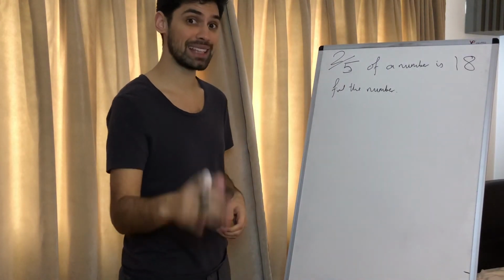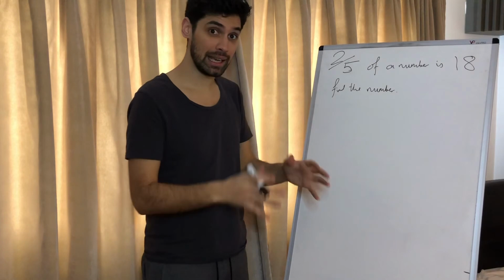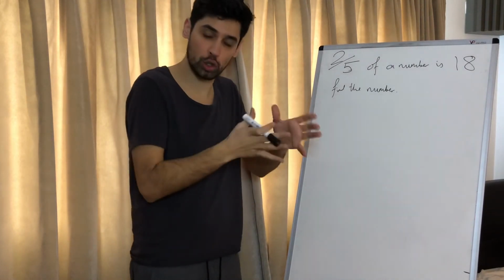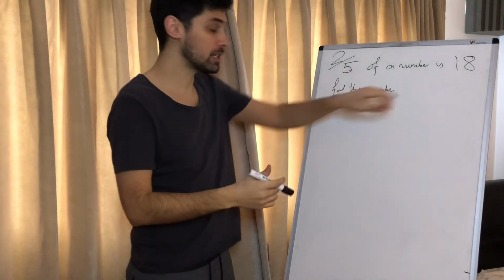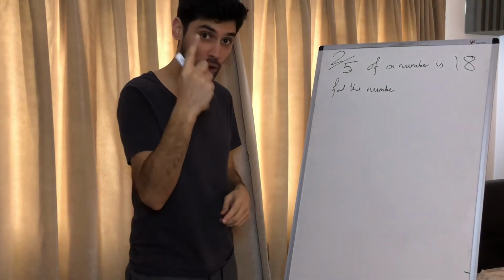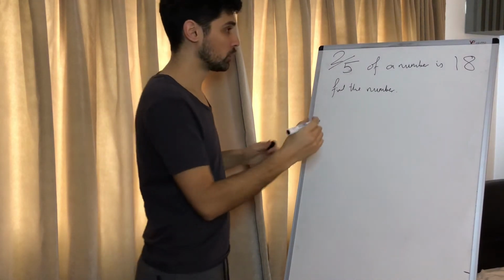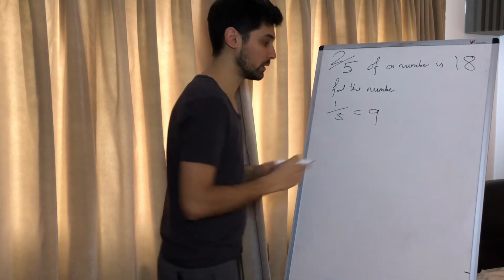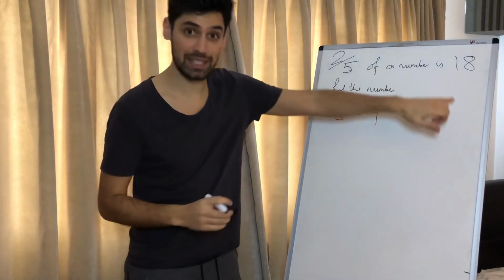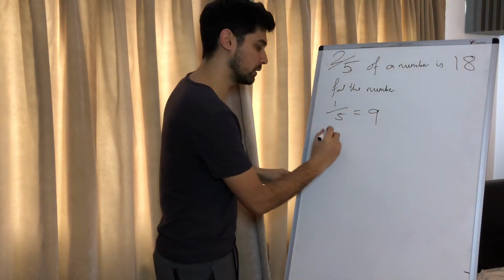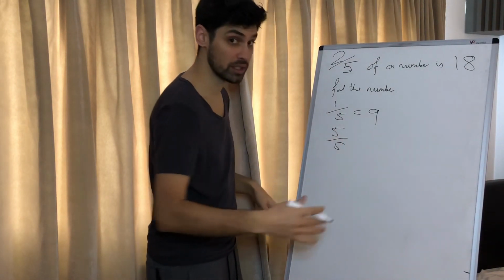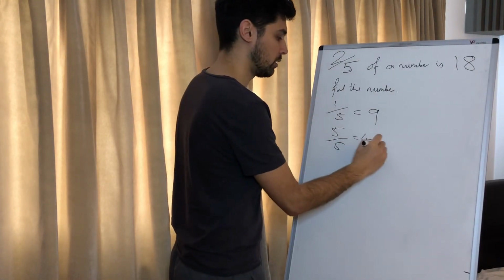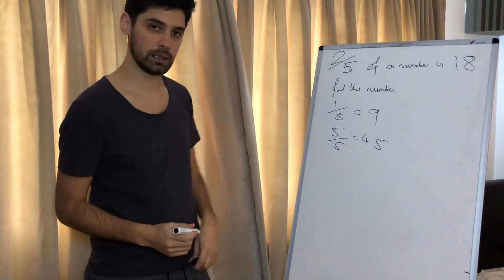2/5 of a number is 18. So 18 is 2/5 of a number. So this number that we're looking for is going to be much bigger than 18 because 18 is just 2/5 of it. So if 18 is 2/5, we can find 1/5 by halving it. So 1/5 of our mysterious number is going to be 9. 1/5 is 9, 2/5 is 18. So if 1/5 is 9, then surely 5/5, which is the same as a whole, is going to be 5 times that, which is 45. And that is our mysterious number.